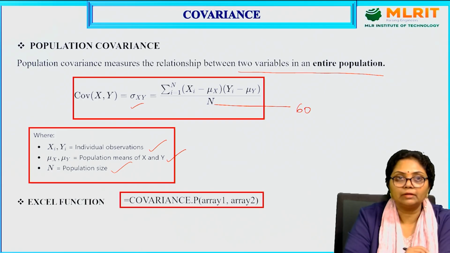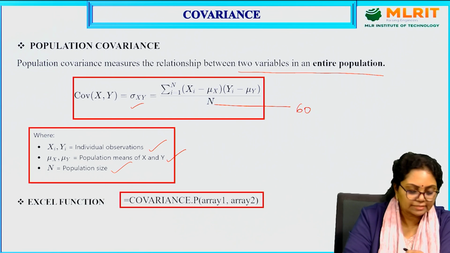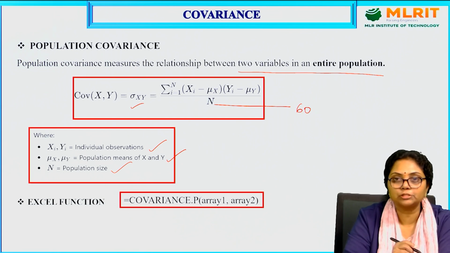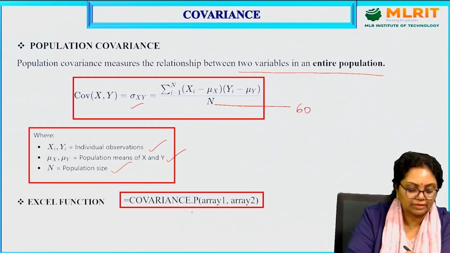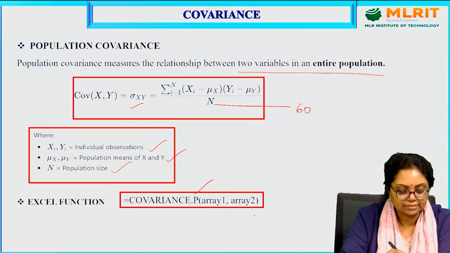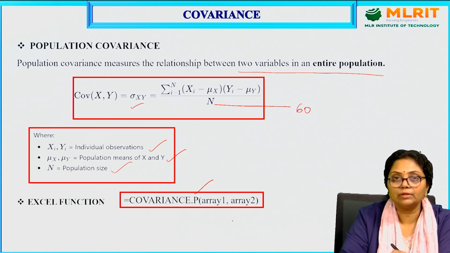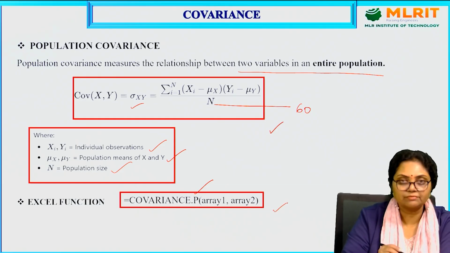Now for every measure of association like covariance and correlation, we do have the Excel functions. The Excel function representing the population covariance is covariance.p. By default in Excel we have the function covariance.p, where p stands for population, array 1 and array 2. In the next session we are going to witness how we are going to calculate this covariance using the formula and also using the finance function.